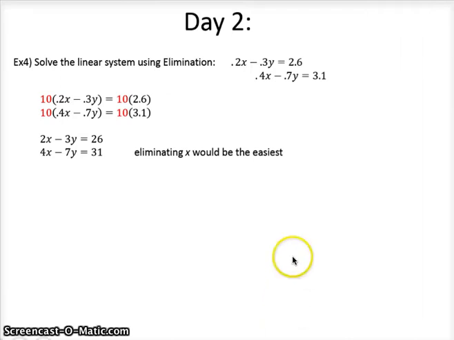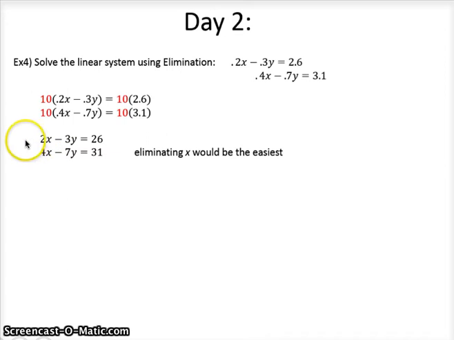So if we look at day 2, we can see that we are now dealing with linear systems that have decimals. You can get rid of your decimals by multiplying by constants of power of 10. So we can multiply, since it's one decimal place, by 10 in both scenarios. By doing that, we get nice integers as our coefficients. 2x minus 3y equals 26, and 4x minus 7y equals 31.